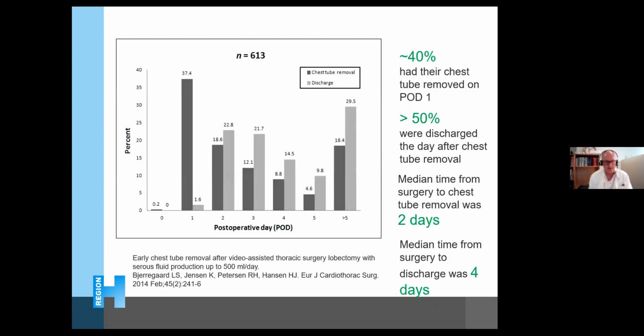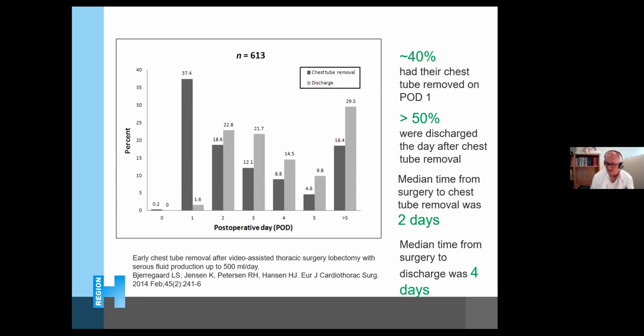So looking at postoperative complications and what indicates them, we made a paper a few years back where we looked mainly at the fluid measurement. The conclusion of this paper was that up to half a liter of fluid a day, as long as it was non-chyle, non-blood, you could remove the tube. Interesting concerning air leaks, almost half of the patients had the tube removed on day 1, and the majority of the patients were discharged the day after the tube was removed. In this paper, which is now some years back, we had a length of stay of 4 days.